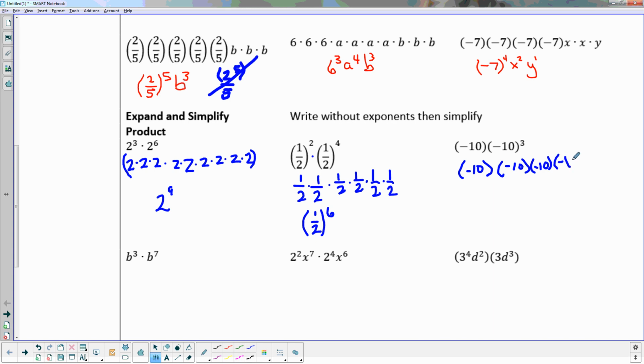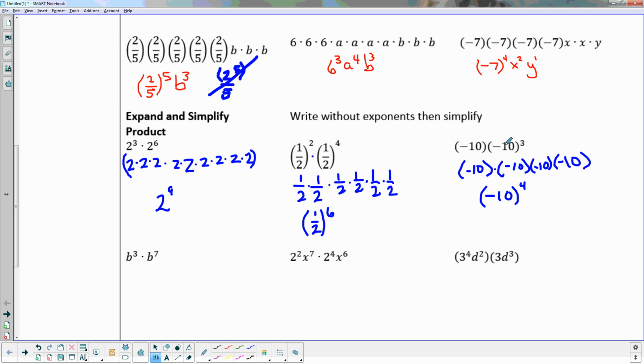So I have the first negative 10 being multiplied by negative 10 to the 3rd power. So negative 10, and then negative 10, negative 10, negative 10. So how many negative 10s do I have? Well, I have 4 of them. So that looks like negative 10 to the 4th.